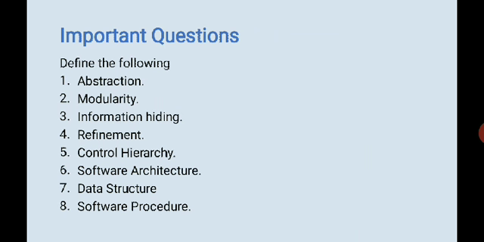So we have these important questions to define: abstraction, modularity, information hiding, refinement, control hierarchy, software architecture, data structure, and software procedures. Right. So I think after this, all your things are clear and you have an understanding of how the processes are working.